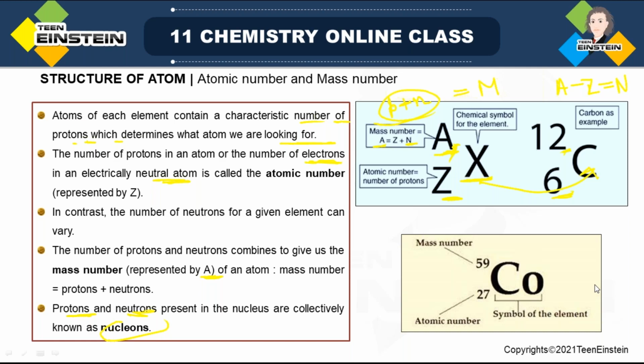Another example: here we have taken the element cobalt. This is the chemical symbol of this element, capital C, then O. Mass number is 59, atomic number is 27. So here A is 59, and Z is 27. That means N should be 59 minus 27. In this way you can identify A, Z and also capital N, that is, the number of neutrons.